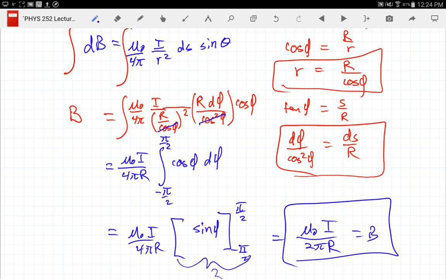And now we can breathe a sigh of relief because we found the same thing that we found with Ampere's law. Next class period, I'll do the Biot-Savart Law on one more thing.